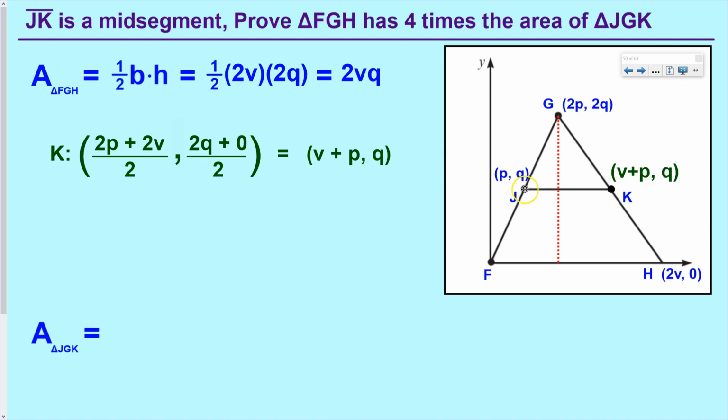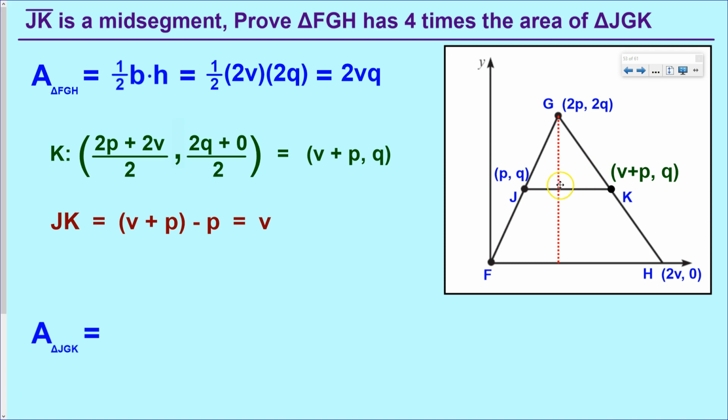That'll help us find the base, so we need to find the distance of this line right there. To do that, you could use the distance formula, but basically we just subtract the x-coordinates. We know that's a horizontal line because of the midsegment theorem. So there's no up or down travel along that line. P's cancel, and you have a base of v units long.